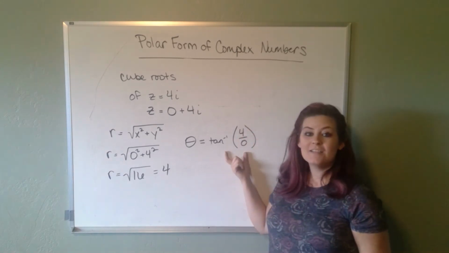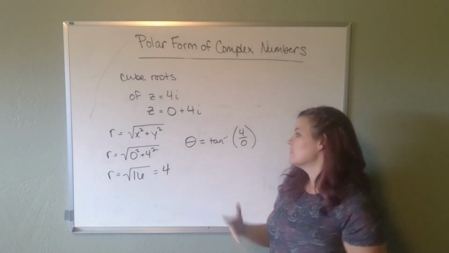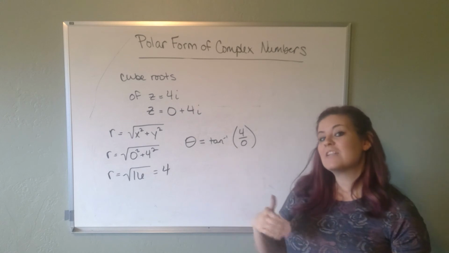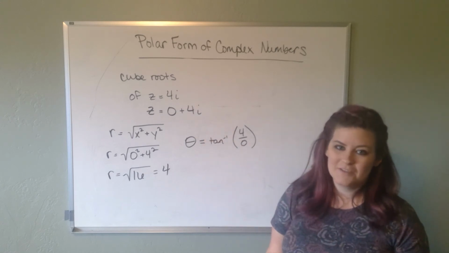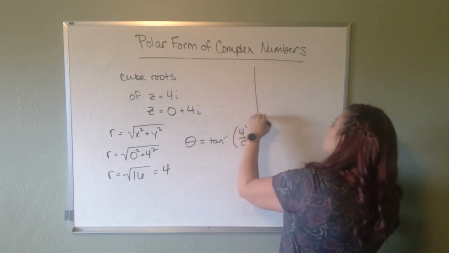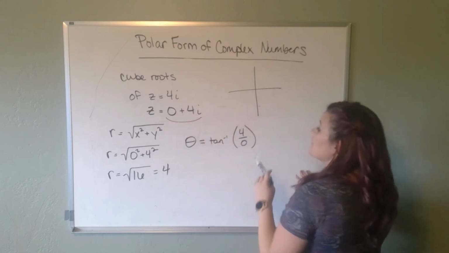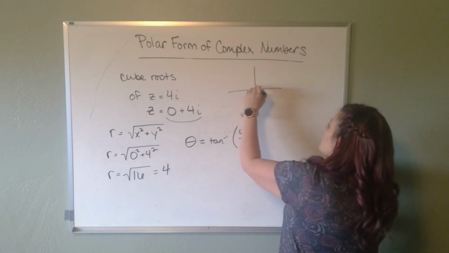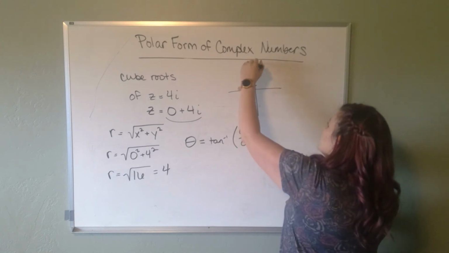Okay, so it looks like tangent is undefined for theta. So instead of using our traditional inverse tangent and finding that, why don't we sketch a graph of 4i? It'll be really clear to see where it is. All right, so in your little complex plane, 0 plus 4i. So that means you don't go anywhere on the real axis. You just go up 4. What angle is this?